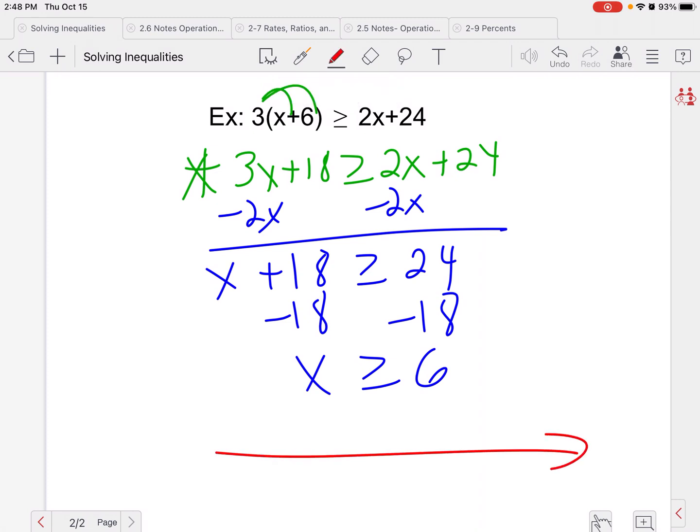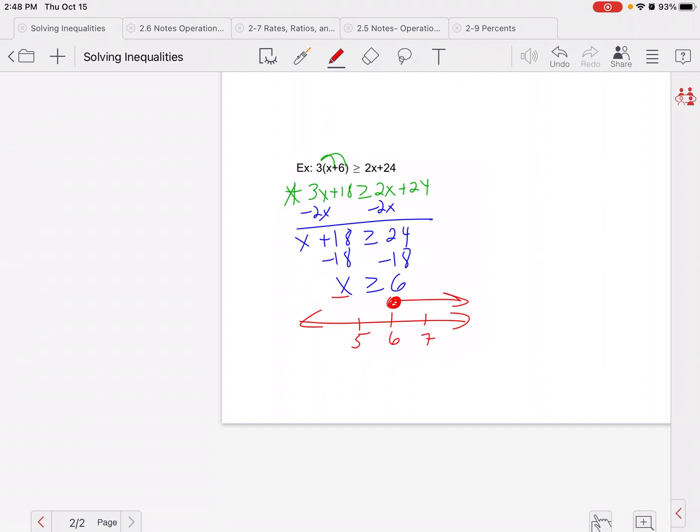Then, of course, we're going to do the best thing ever and graph it. And again, that center number is just the number that it's greater than or equal to. And then we'll put one number to the left and right. We'll have a closed dot here. X is greater than 6 in this case, so we want to go ahead and draw our arrow going that way. I believe that's the last one on our page today.